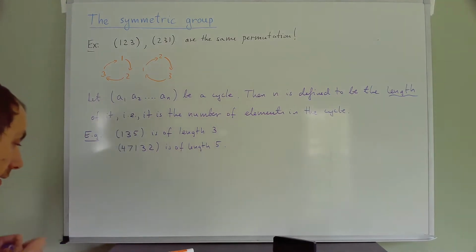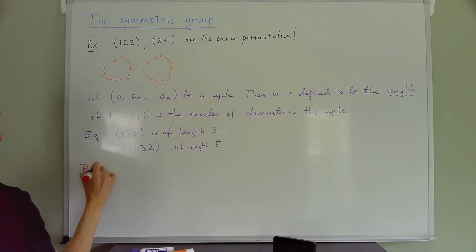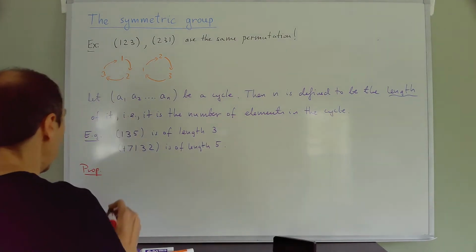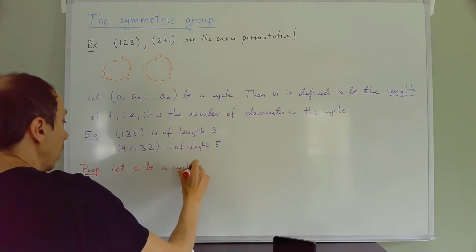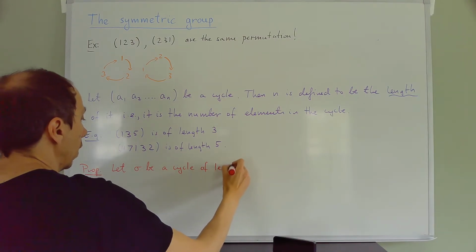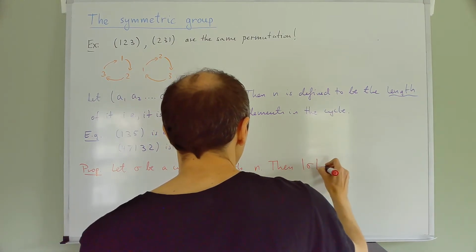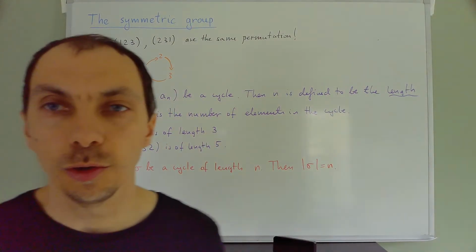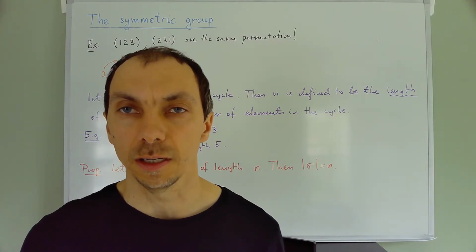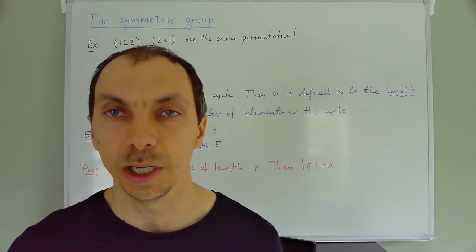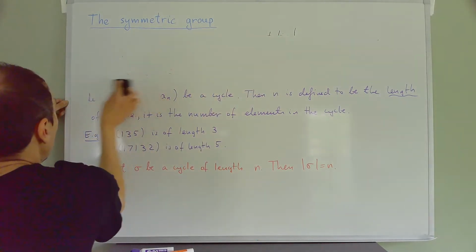So the claim is the following. A little proposition here. Let sigma be a cycle of length n. Then the order of sigma is n. So what's the order of a cycle? Well, that's how many times I need to compose it to get to the do-nothing permutation. Why is that true? First, let's do an example, and then we'll do it in general.